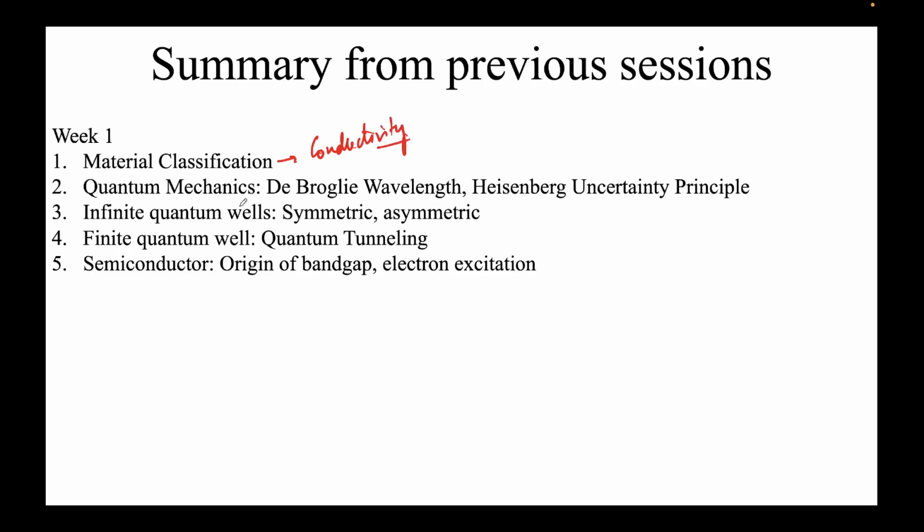Then we went a bit into quantum mechanics. Firstly, we saw the concept of de Broglie wavelength, which we denoted by lambda equals h over p. H is the Planck's constant, p is the momentum, and we also talked about the Heisenberg uncertainty principle. Therein we saw that you cannot determine the uncertainty in position and momentum simultaneously, so there is an uncertainty associated with that. Then we talked about something called quantum wells.